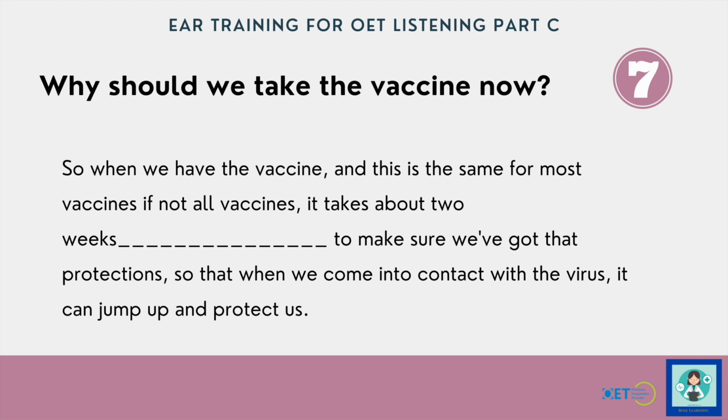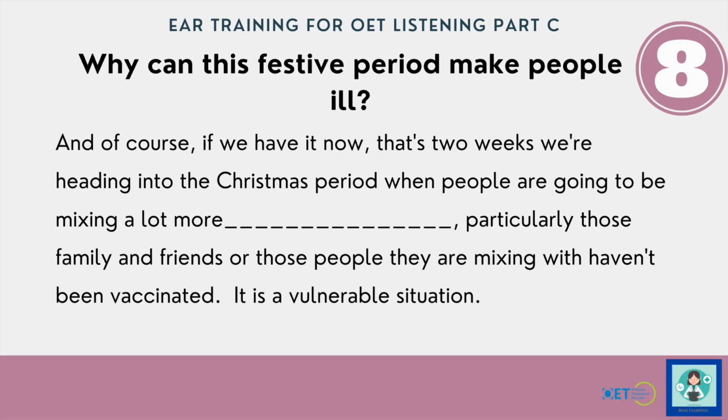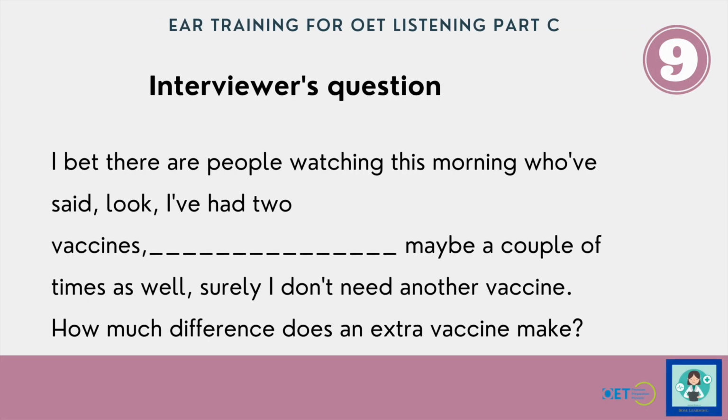Yeah. So when we have the vaccine, and this is the same for most vaccines, if not all vaccines, it takes about 2 weeks for our immune system to do what it needs to do to make sure that we've got that protection. So when we come into contact with the virus, it can jump up and protect us. And of course, if we have it now, that's 2 weeks, we're heading into the Christmas period where people are going to be mixing a lot more. They're going to be seeing family and friends. And that makes them all the more vulnerable, particularly if those family and friends or those people that they're mixing with haven't been vaccinated. It is a vulnerable situation.